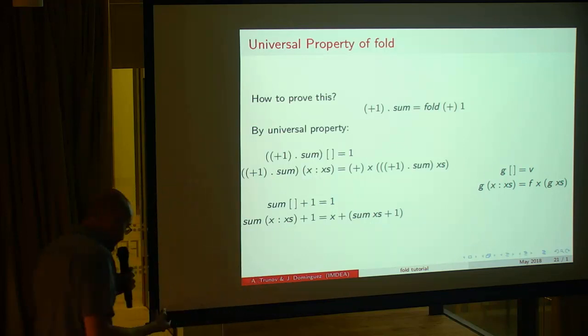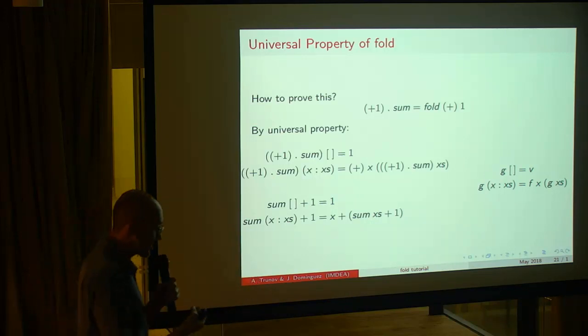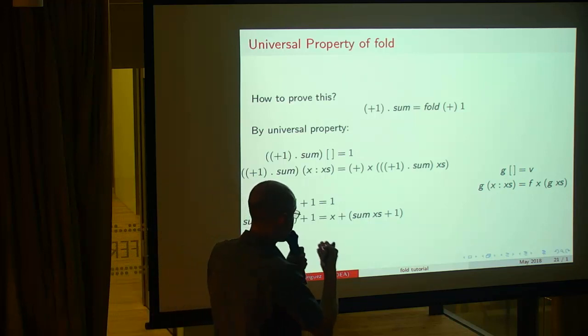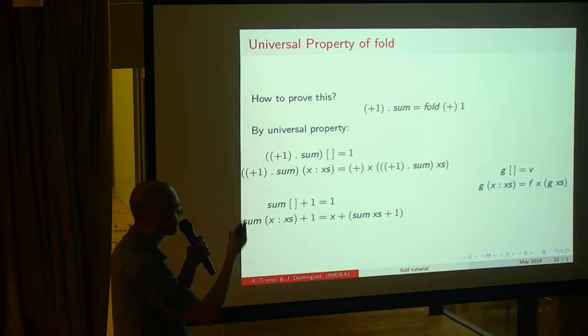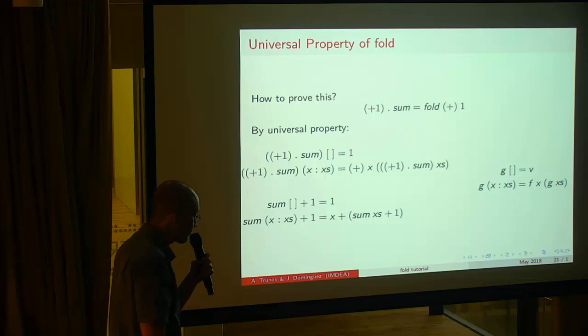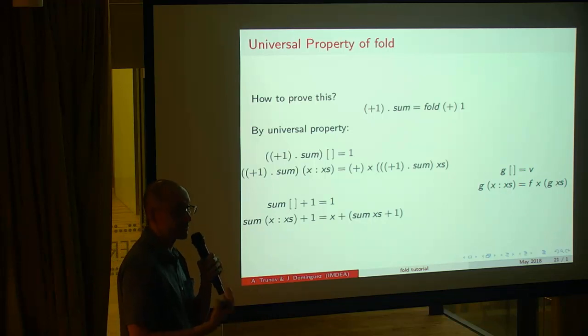So where does the name of this property come from? The universal property for fold. Why is it called like that? Well, it turns out that it comes from category theory.